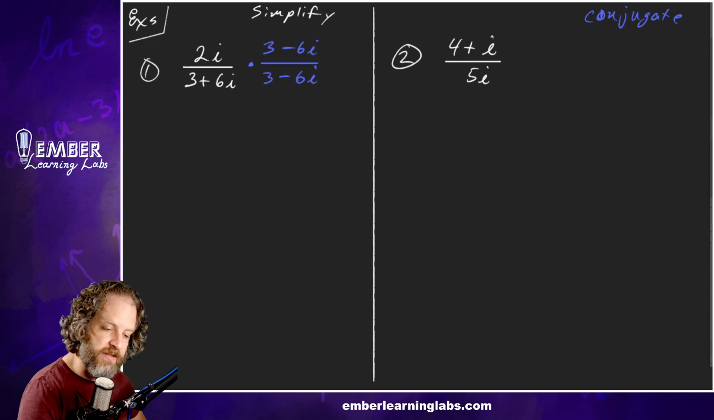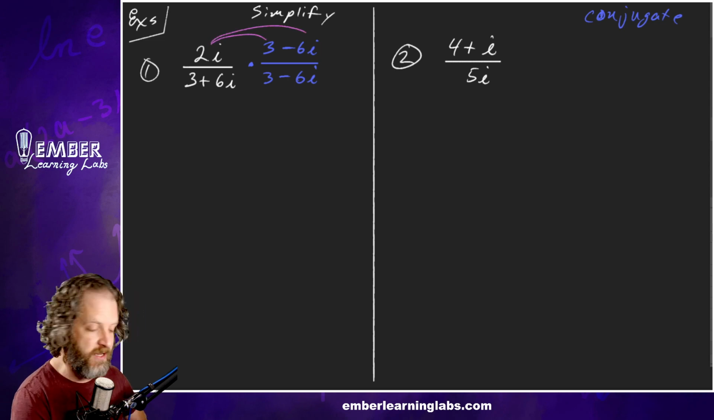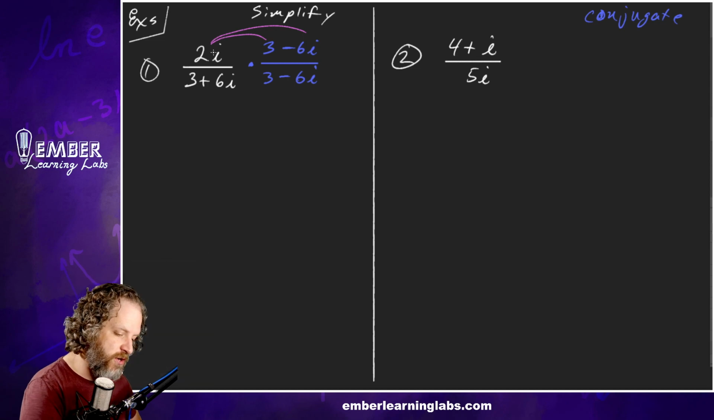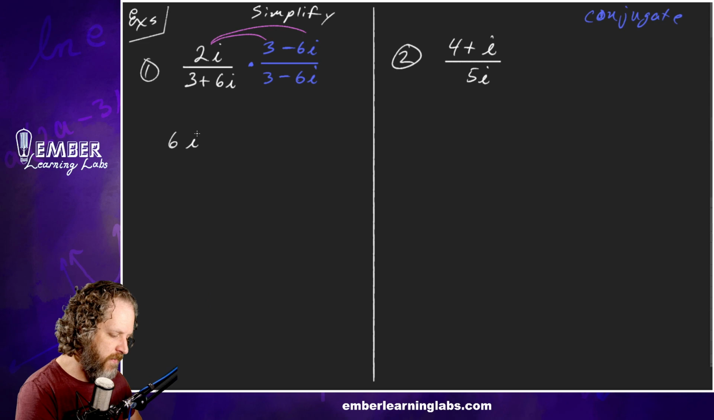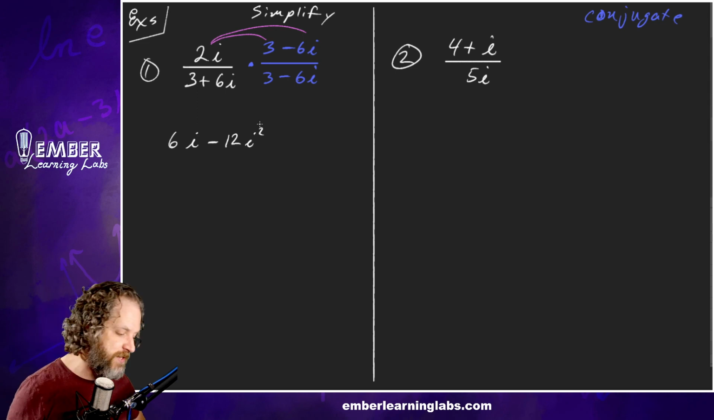So on the top, now this is very important. This is an easy place to make a mistake. On the top, we've got to distribute or possibly even FOIL if this one is a full complex number on the top, right? So 2i times 3i is 6i. And then 2i times negative 6i is negative 12i squared. Now that light bulbs should be flashing or warning lights or something.